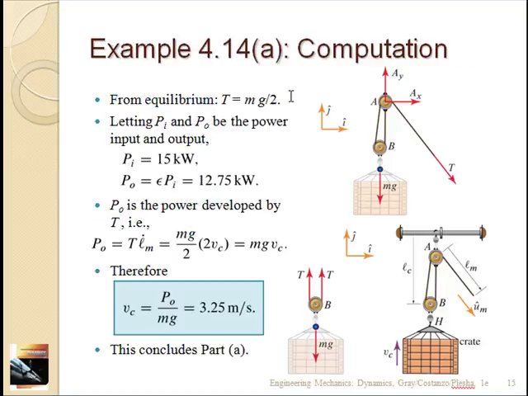So we know that the tension is half the weight. We have the input power at 15 kilowatts. The output power is 85% of that, 12.75 kilowatts. And that's got to go into the crate. So P naught, which is the power going to the crate, is just the tension times LM dot, right? Focusing on this right here, which is mgVc, right? So we know the power, it's 12 kilowatts. We know the weight, and so we can calculate Vc. So the crate moves at 3.25 meters per second.